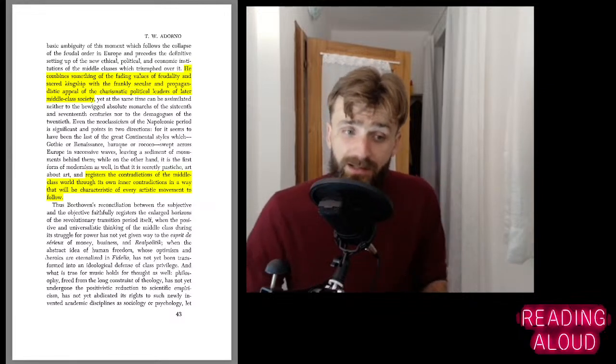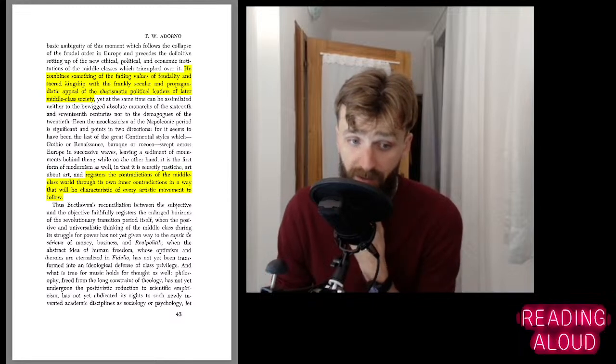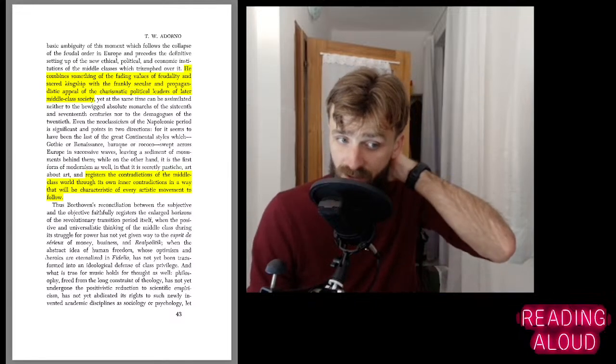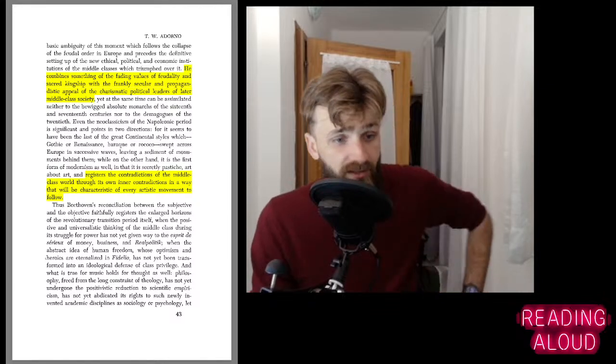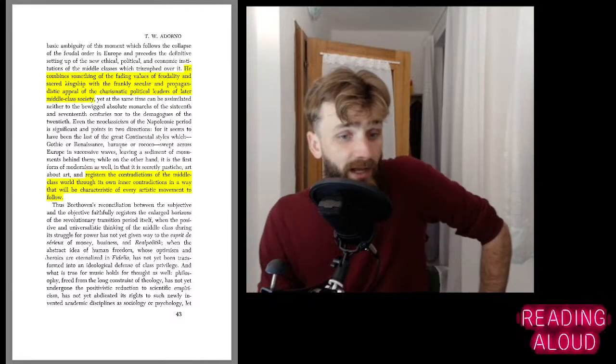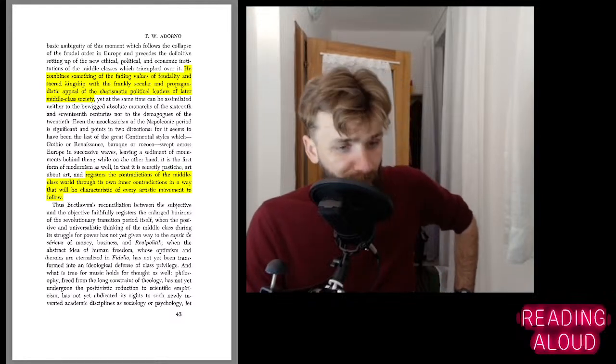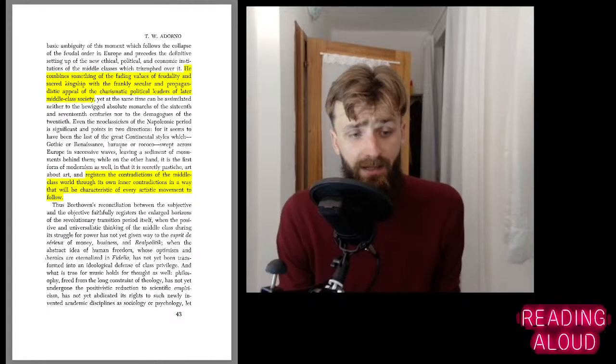Thus, Beethoven's reconciliation between the subjective and the objective faithfully registers the enlarged horizons of the revolutionary transition period itself, when the positive and universalistic thinking of the middle class during its struggle for power has not yet given way to the esprit de calcul of money, business, and realpolitik. When the abstract idea of human freedom, whose optimism and heroics are eternalized in Fidelio, has not yet been transformed into an ideological defense of class privilege. And what is true for music holds for thought as well.